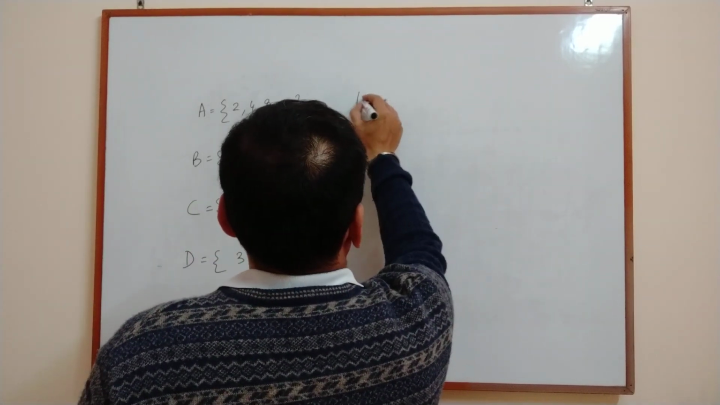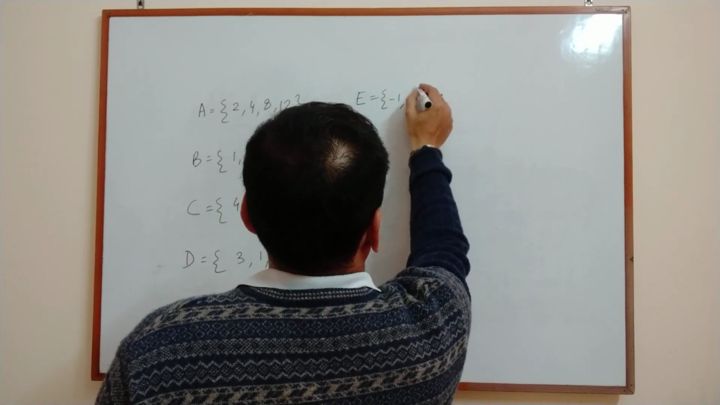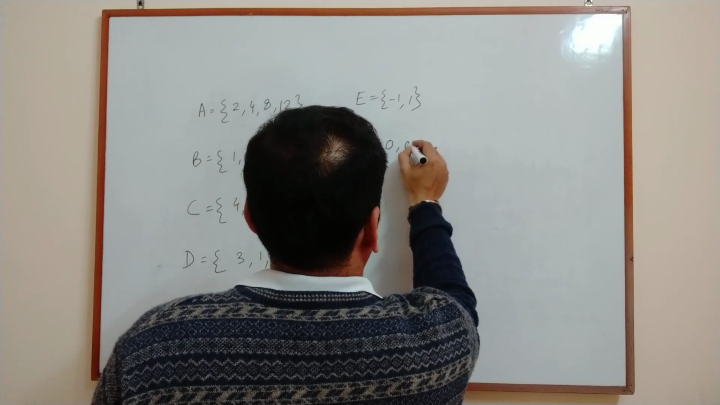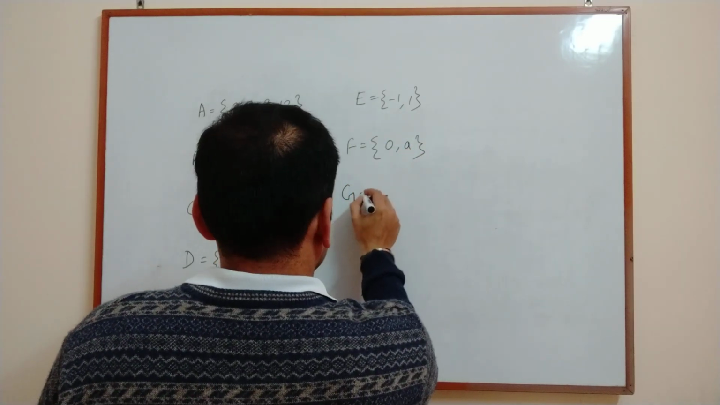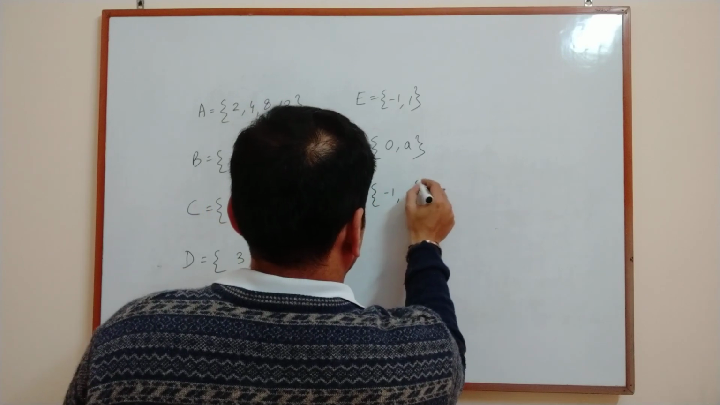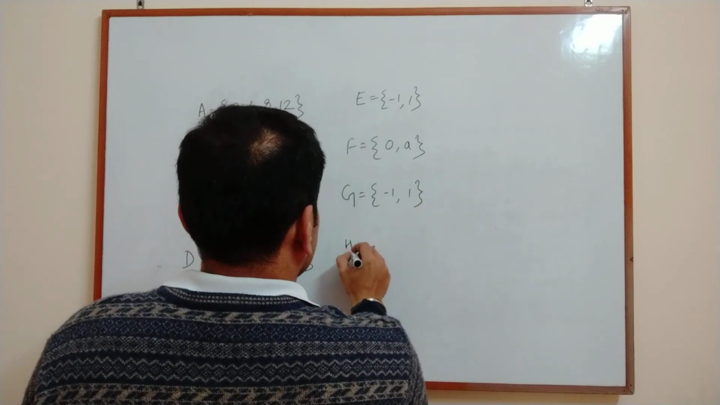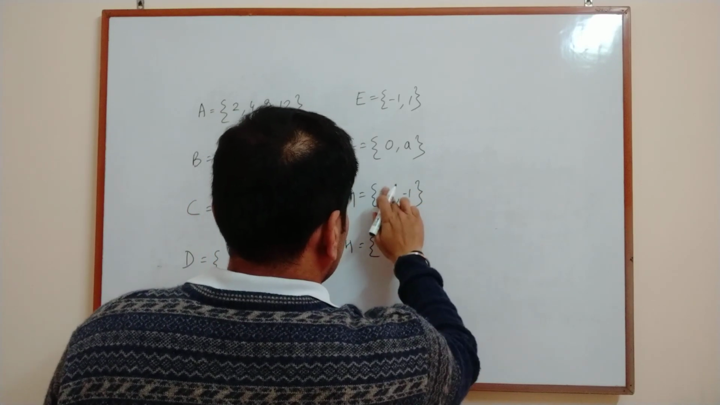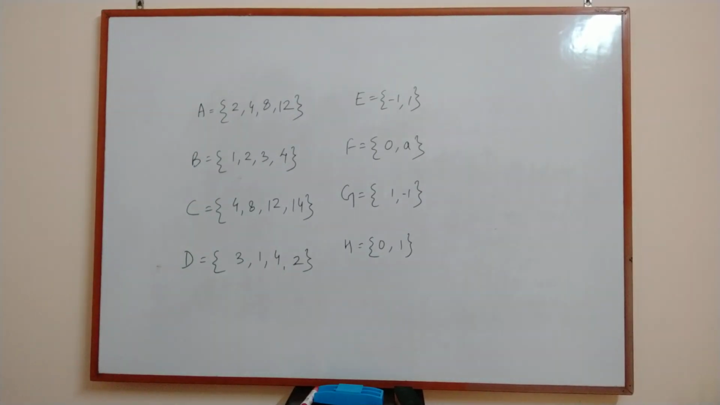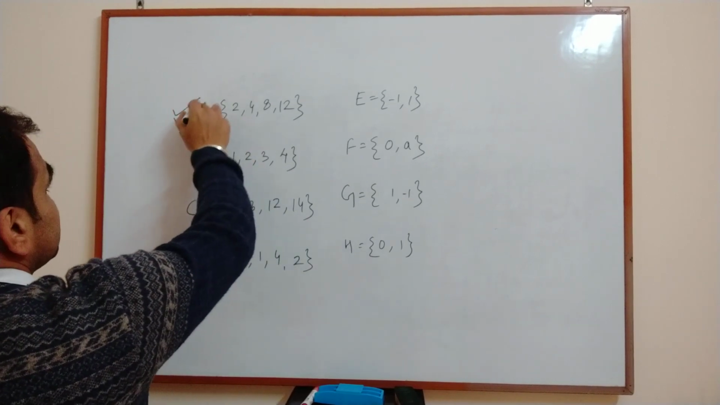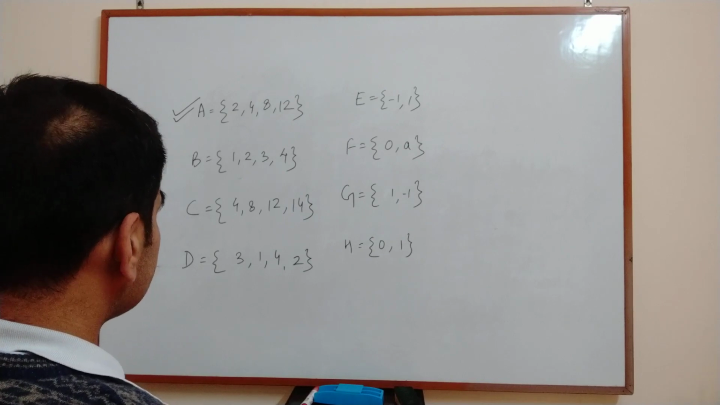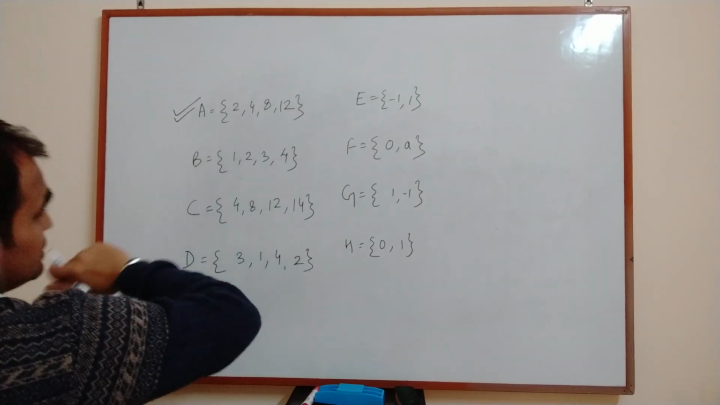Then we have set E, which is minus 1 and 1. Next set is set F, which is empty. Set G is also there, minus 1 and 1. And set H is there, 0 and 1. Here the order is changed. So we have to find the equal sets. From this, set A has 2, 4, 8 and 12. Do we have the same elements in any other set? No. So set A is not equal to any of the sets.